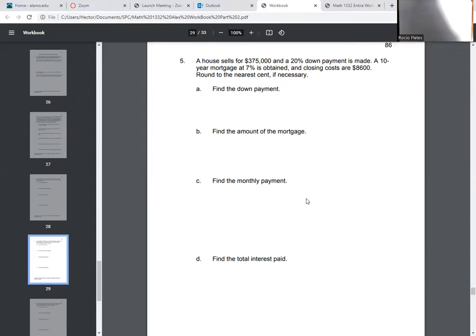Okay, let's go ahead and write everything down here. The price of the house is 375,000. We gave a down payment, which is money that you put down, and it's 20%. Then a 10-year mortgage is obtained, which means the house loan is 10 years. And then closing costs are 8,600.